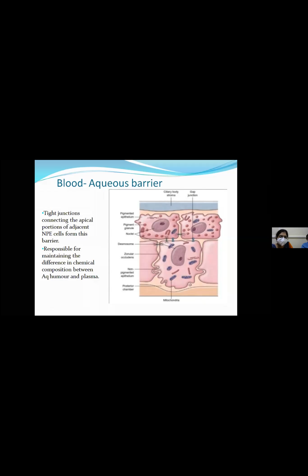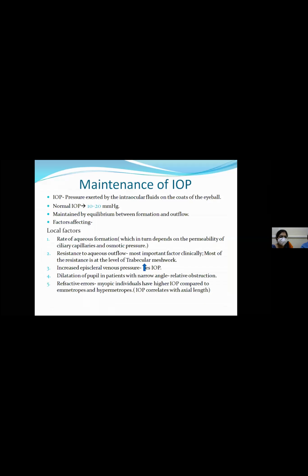Maintenance of IOP. IOP is the pressure exerted by the intraocular fluids on the coats of the eyeball. Normal intraocular pressure is 10 to 20 mm Hg, the average being 15 mm. It is maintained by equilibrium between formation and outflow of the aqueous humor. There are some factors affecting the intraocular pressure.